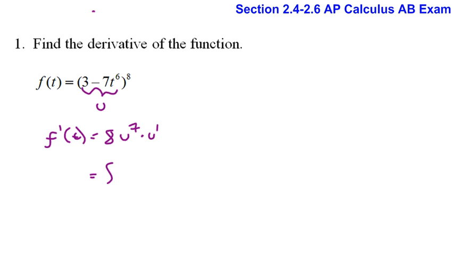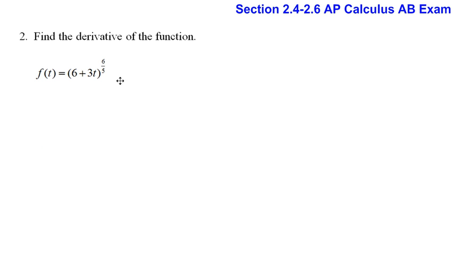So let me just do that substitution. My u is 3 minus 7 to the power of 6, to the power 7, times the derivative of this, which is just going to be 6 times 7, so it's multiplied by negative 42, and then we have t to the power of 5. Of course, you can clean it up and multiply negative 42 by negative 8, but as long as you've taken the derivative, you're good to go right there.